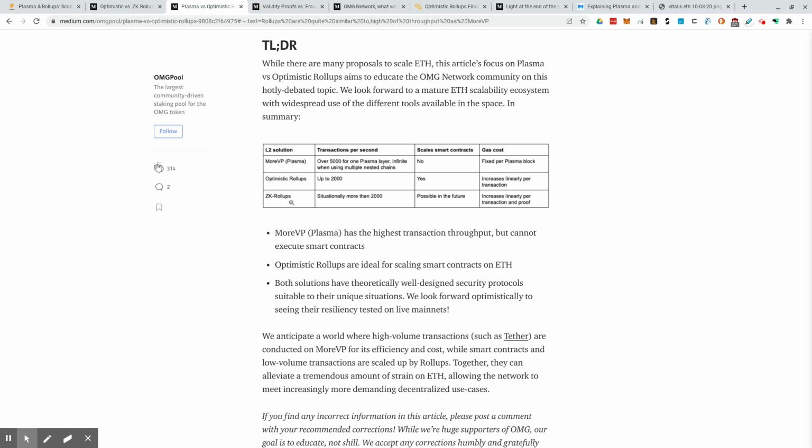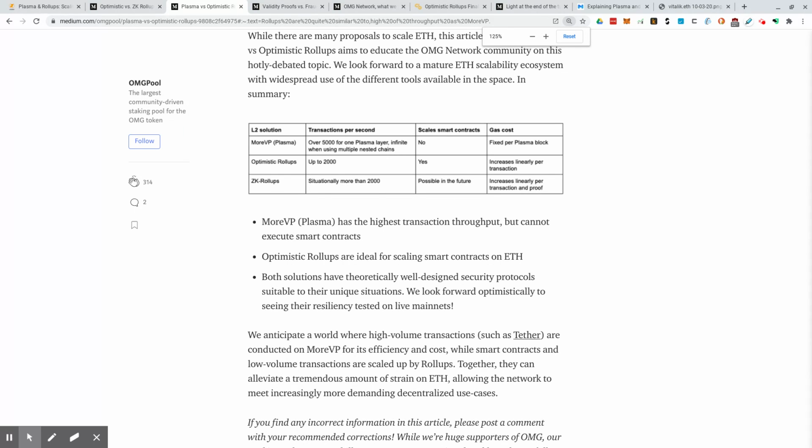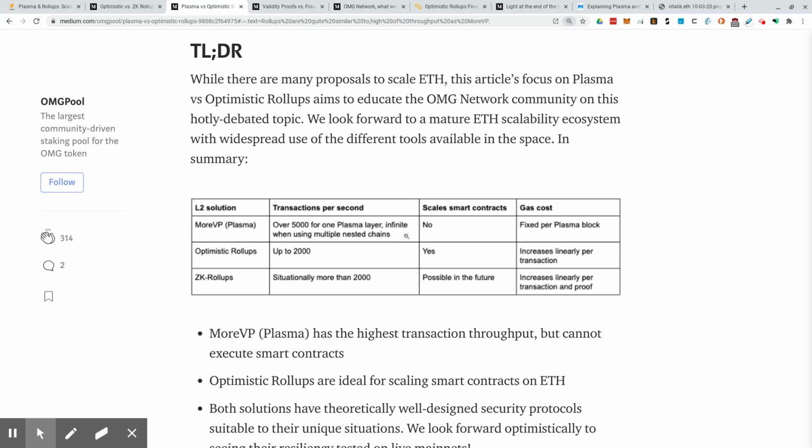As far as this is another table here that goes into, let me blow this up a bit. So you can see that we have Plasma, Optimistic, and ZK transactions per second, over 5,000 for Plasma. Plasma is super fast as far as how much it can scale, and you can actually do layer one, layer two, layer three, layer four, as many layers as you want, and just keep getting more and more bandwidth. But it does not work for smart contracts, which is a big thing on Ethereum.